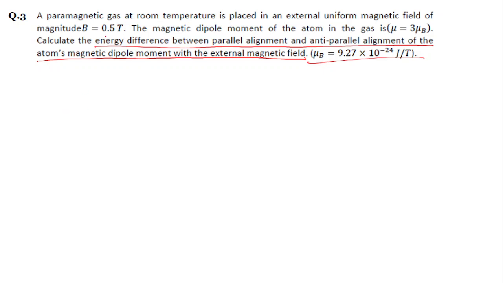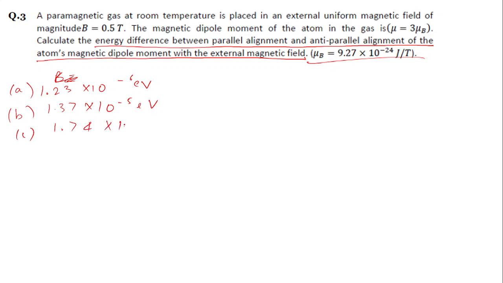Okay, next. A paramagnetic gas at room temperature is placed in an external uniform magnetic field of magnitude. First let me write all the options. Option A is 1.23 times 10 to the power minus 6 electron volt, B is 1.37 times 10 to the power minus 5 electron volt, C is 1.74 times 10 to the power minus 4 electron volt, and D is 1.97 times 10 to the power minus 3 electron volt.